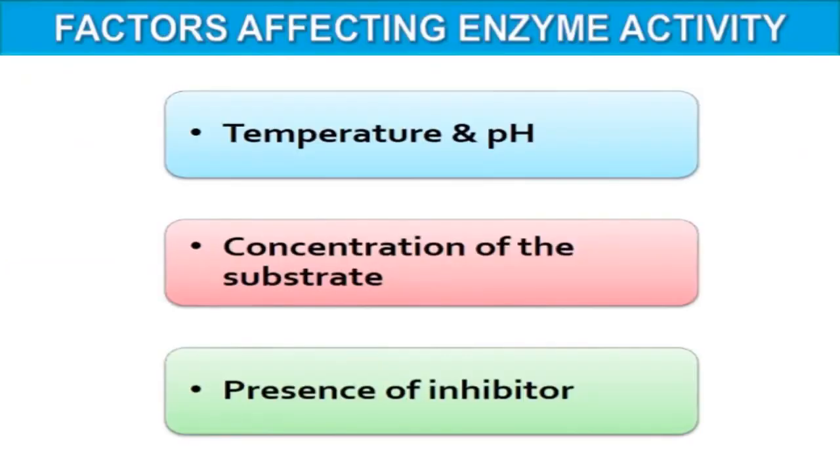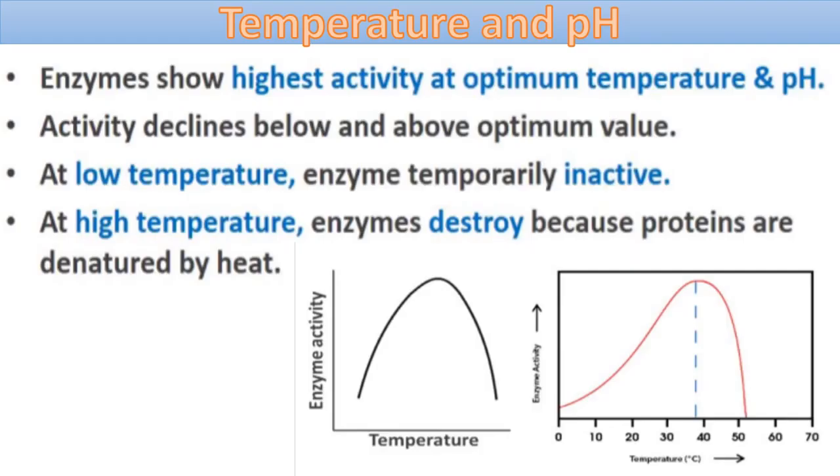Today we will discuss factors affecting enzyme activity, classification and nomenclature of enzymes, and cofactors. So these are the factors which affect the activity of enzyme: temperature and pH, concentration of the substrate, and presence of inhibitor. So let's start with how temperature and pH affect the enzyme activity.